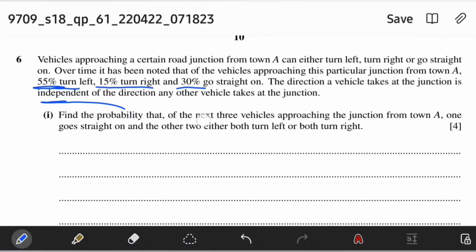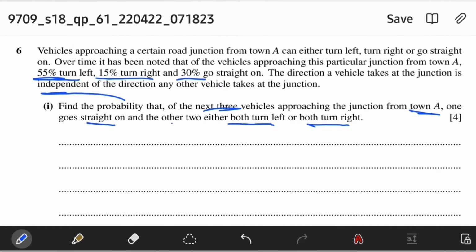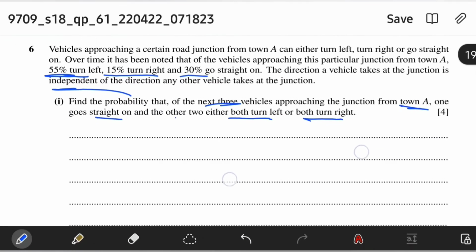Find the probability that of the next 3 vehicles approaching the junction from town A, one goes straight on and the other 2 either both turn left or both turn right. Okay, there's quite a lot of stuff going on in this question. But first, to make things easier, let's draw a detailed tree diagram.